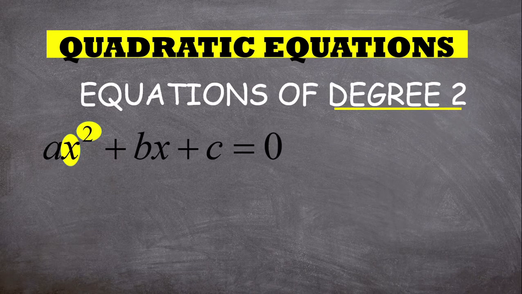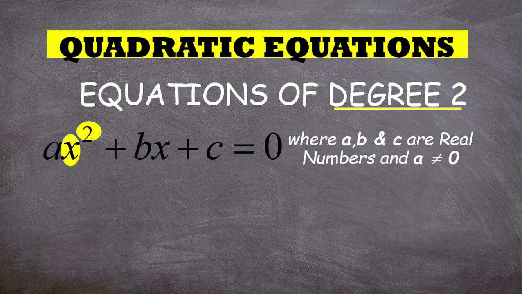Now we have here the standard quadratic equation, which is ax squared plus bx plus c equals 0, where a, b, and c are real numbers and a is not equal to 0. A, b, and c here are given numbers. Now this leaves us that x is our unknown variable. Now notice that the highest exponent of the variable x is 2. That's why this is called the standard quadratic equation or the quadratic equation.